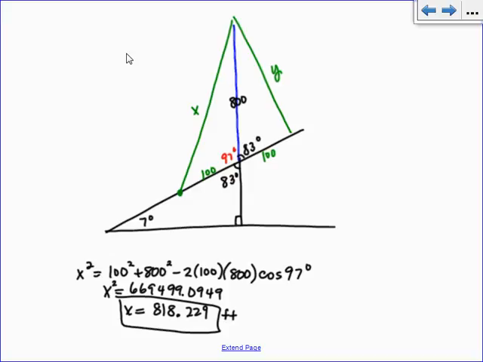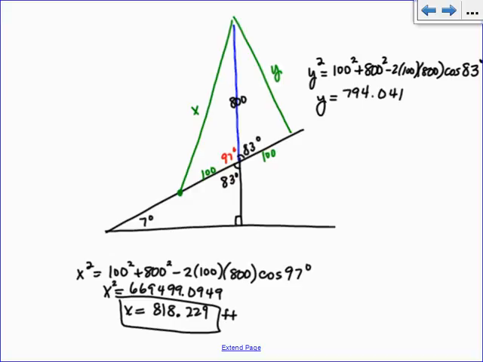Now y. Y is the same idea. Y squared is going to be 100 squared plus 800 squared minus 2 times 100 times 800 times cosine of not 97 this time, 83. So when you solve for y, it ends up being just a little bit shorter, which makes sense because it's on this hill, right? You can tell from my drawing that y looks shorter. So it's going to be 794.041 feet. Okay, so that's how you do that one.